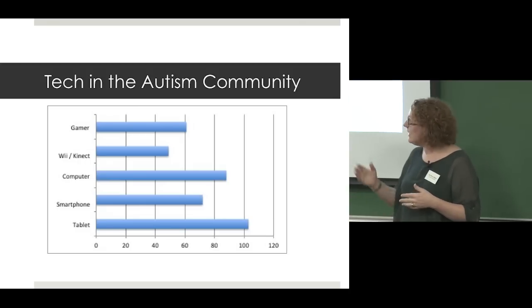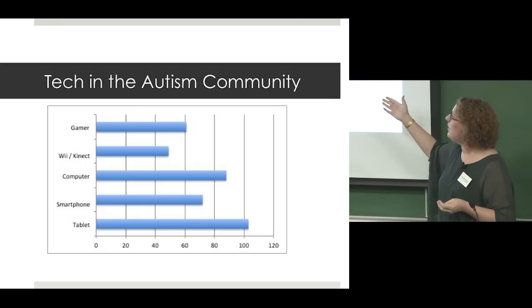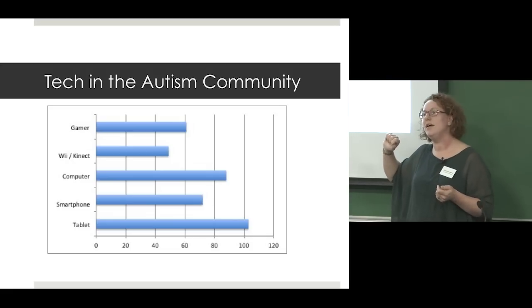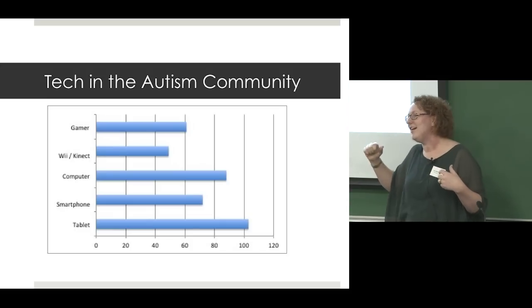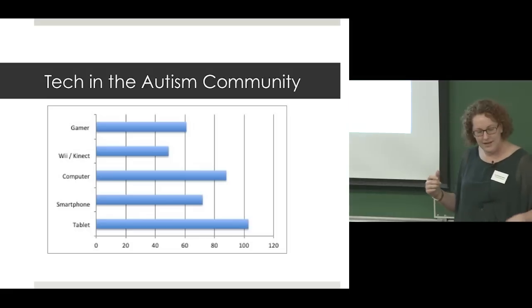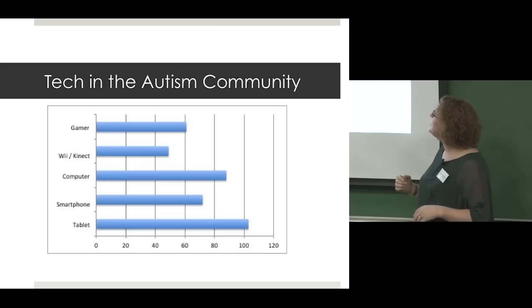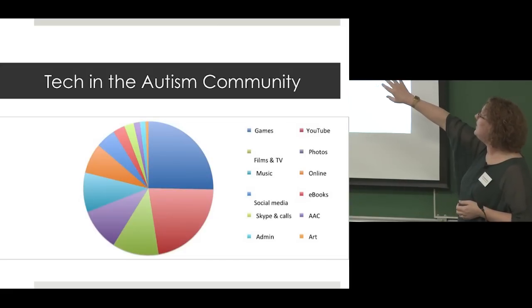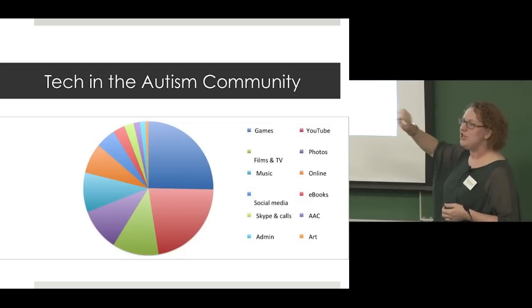So that's the kind of population that we're talking about, mostly much younger children. Anyway, you can see that parents of kids with autism are massive technology adopters. Out of a sample of 125 who responded to this survey, more than 100 of them had some kind of tablet. The survey's advertised as a technology and autism survey, so we could have some bias here. But still, there's a huge amount of use of technology. The biggest quadrant of this is games, followed by watching YouTube.